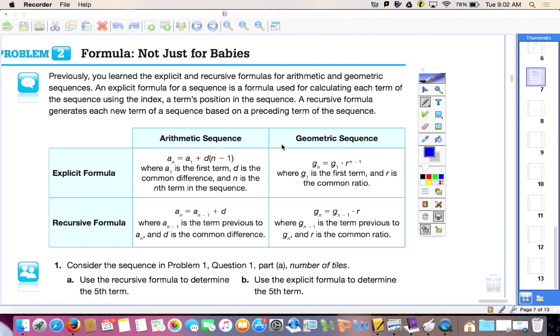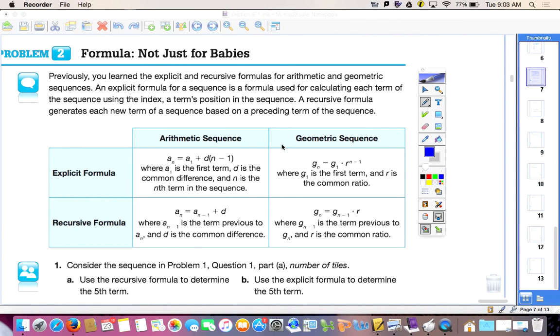Okay, guys, this is part two. We're going to be looking at formulas. The formulas can be used to determine what the next term of a sequence would be or what the 95th term of a sequence would be. And so instead of having to figure out what every single number is in between, we can just use formulas to do that.